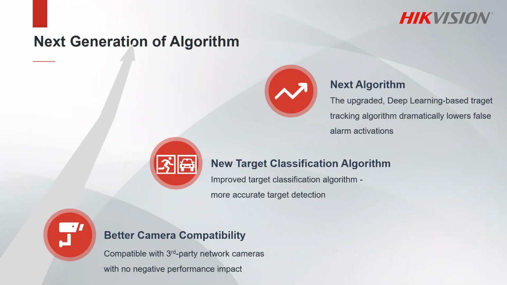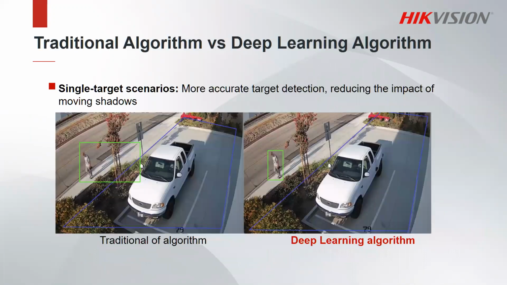To assist with this ever-increasing problem, we've introduced a deep learning system to reduce false alarms based on a target tracking algorithm. With an improved target classification algorithm, we get a more accurate target detection. The system is compatible with all our own cameras and our third-party network cameras without decreasing any of that performance.